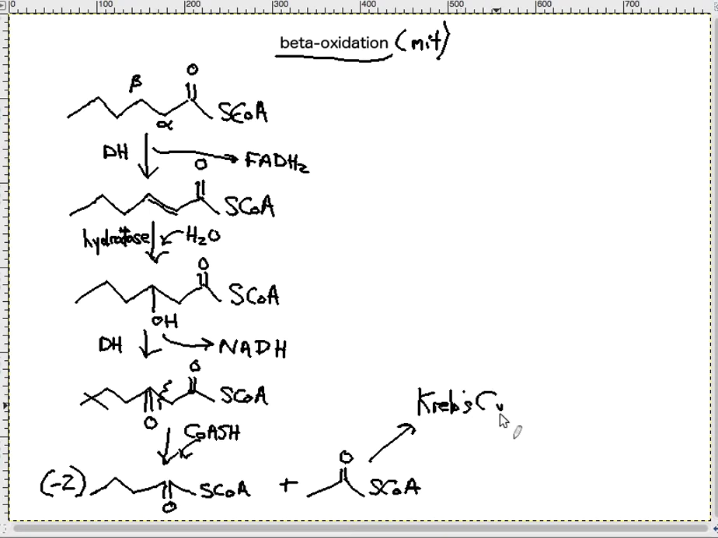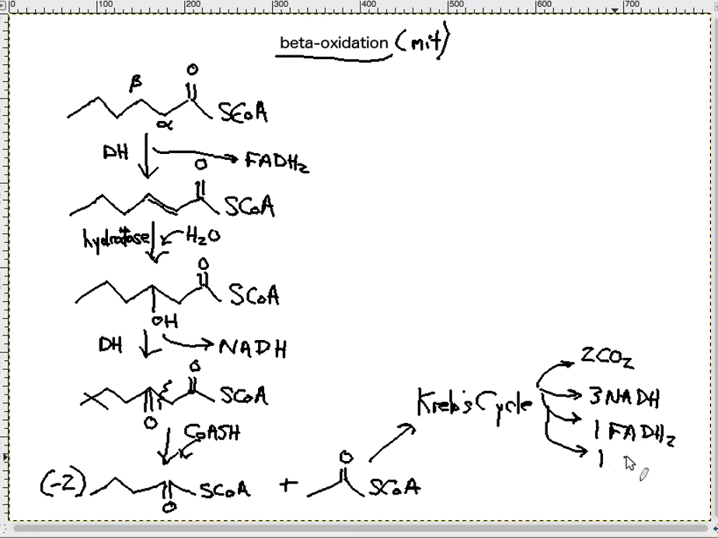into the Krebs cycle to generate, for every acetyl-CoA that we put in the Krebs cycle, we get 2 carbon dioxides, right? We get 3 NADHs. We get 1 FADH2 and our GTP.